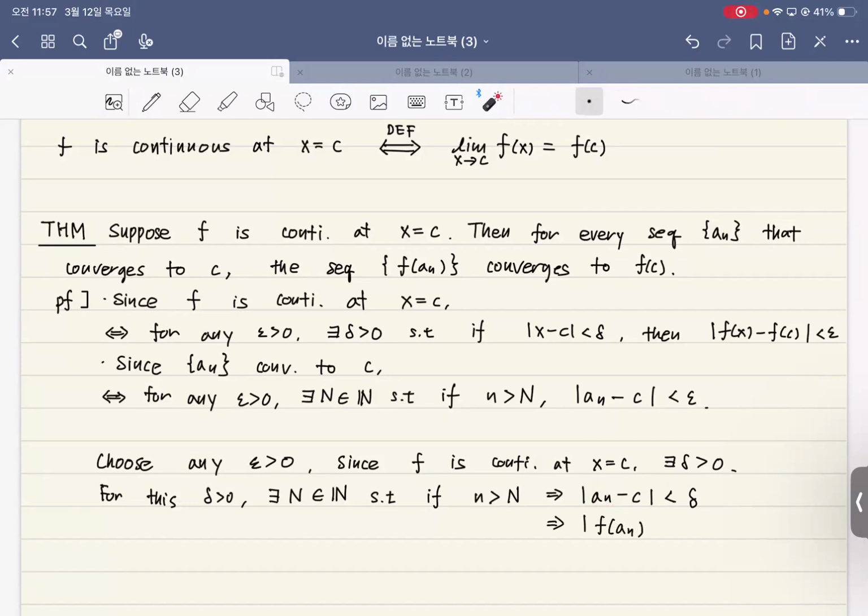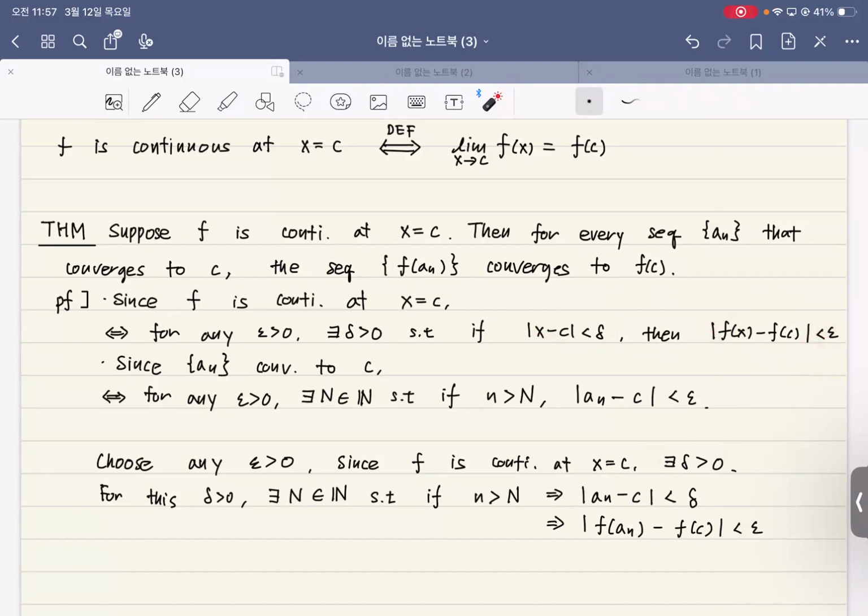f(a_n) minus f(c) should be less than epsilon, right? Why? Because this delta is known to be satisfying this condition. So for any number that lies in this interval, it must satisfy this condition, right? So therefore, if you replace this x by a_n, this inequality must also be true, right?